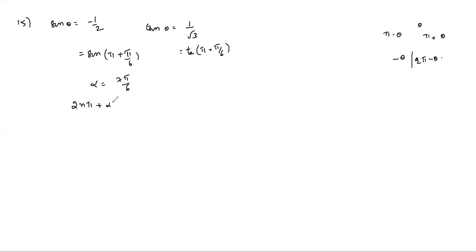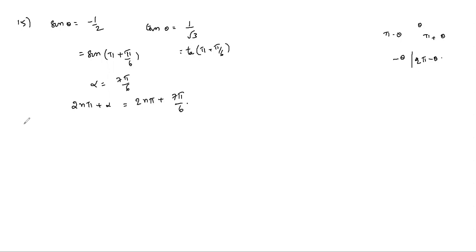For any two equations, sin theta equal to sin alpha, or cos theta equal to cos alpha, or tan theta equal to tan alpha, the general solution is 2n pi plus alpha, where alpha is the common solution. Corresponding to the quadrant, you have to write the alpha value. So what is the answer here? 2n pi plus 7 pi by 6. If two equations are given, you have to write like this. Third option.